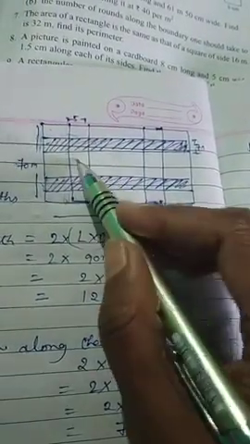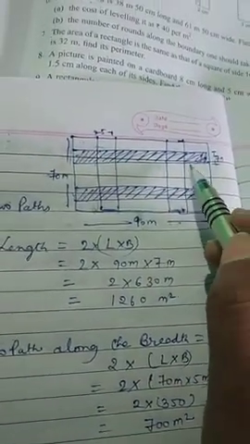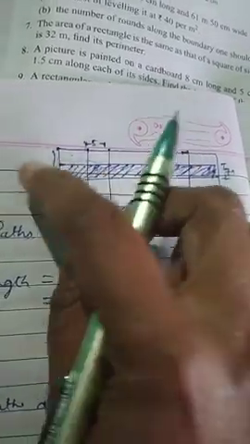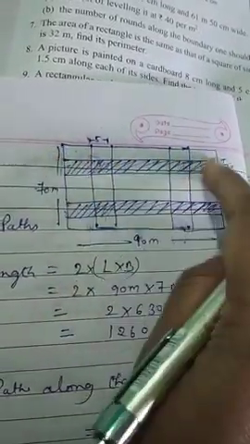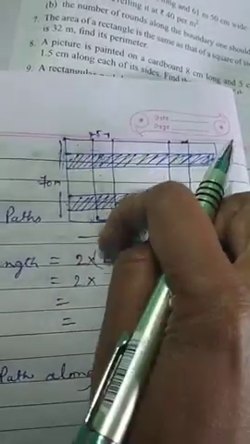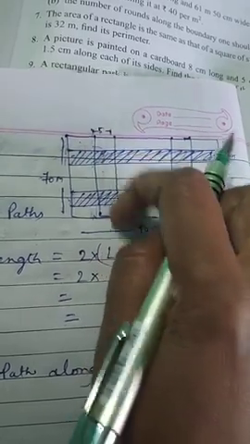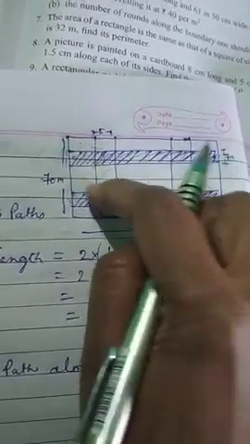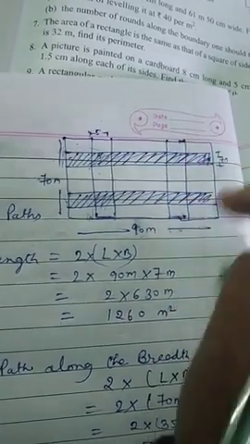70 into 5 both. Okay, but you can see this portion is coming 2 times. If you are taking out the area of this length path, this rectangular part is coming, and if you are taking out the area of this path, this rectangular part is again coming. So this area we need to subtract 1 time.